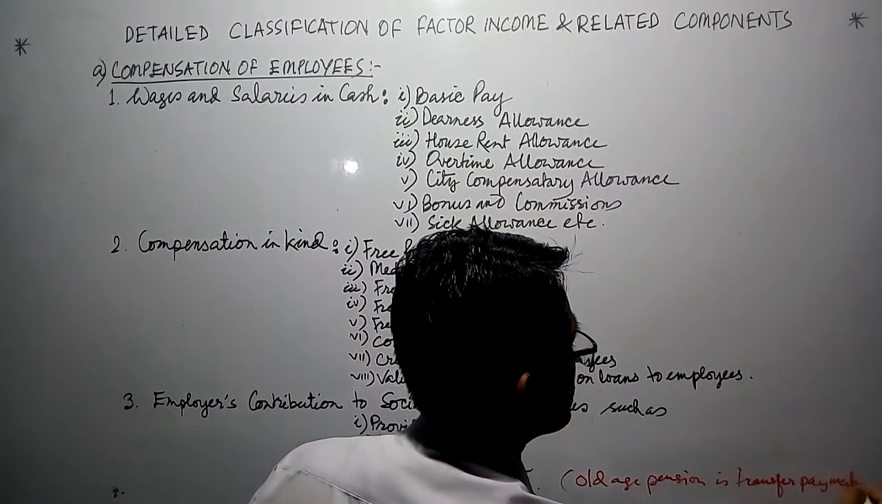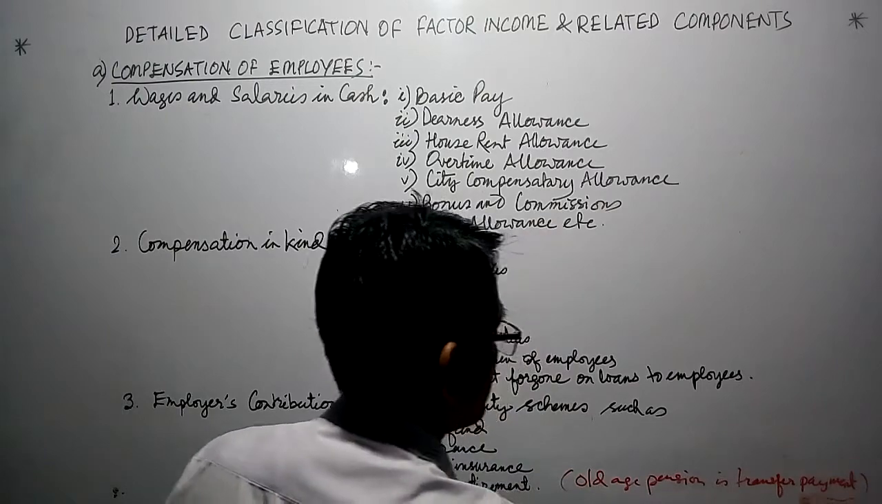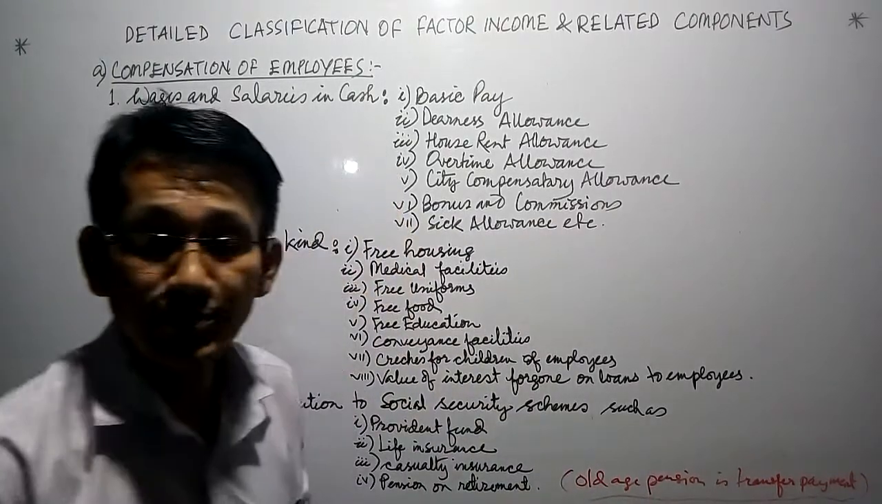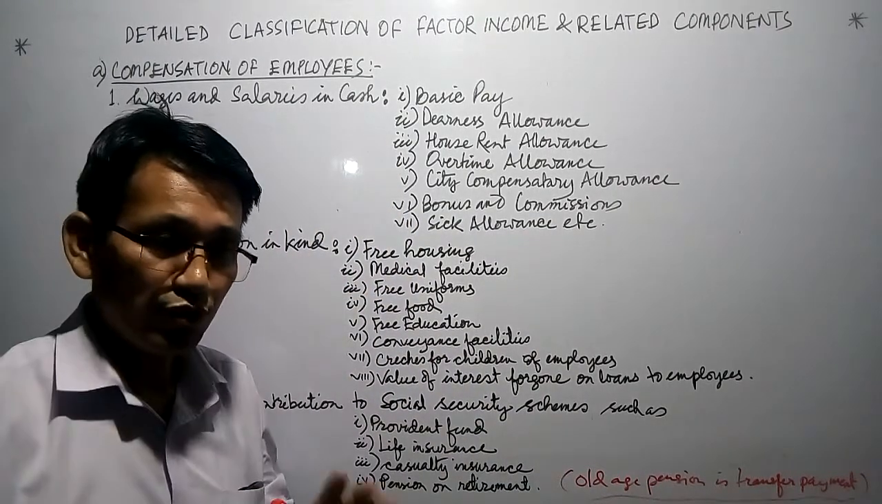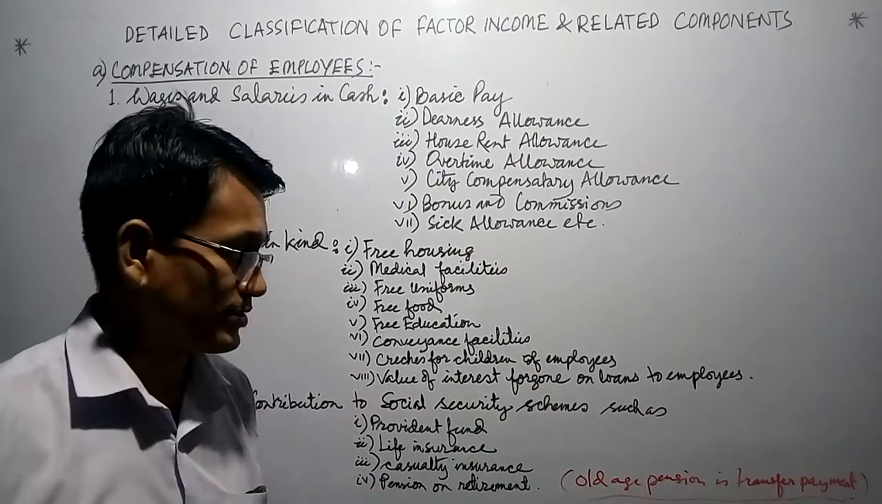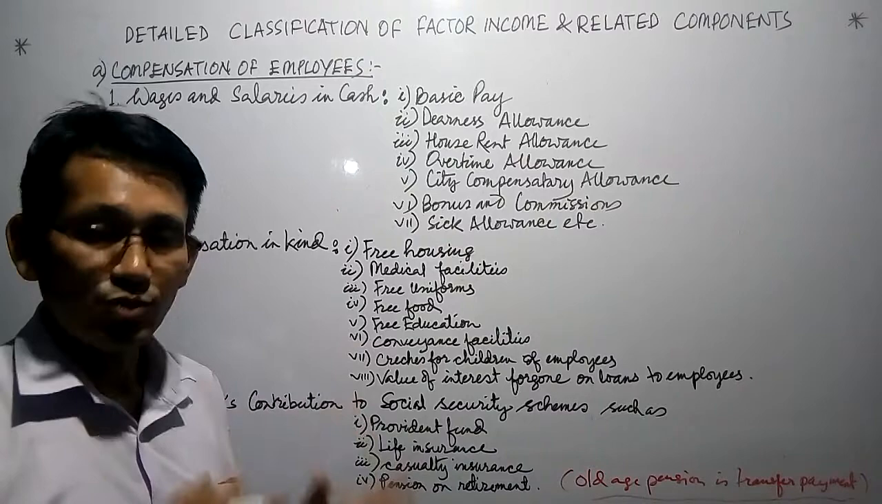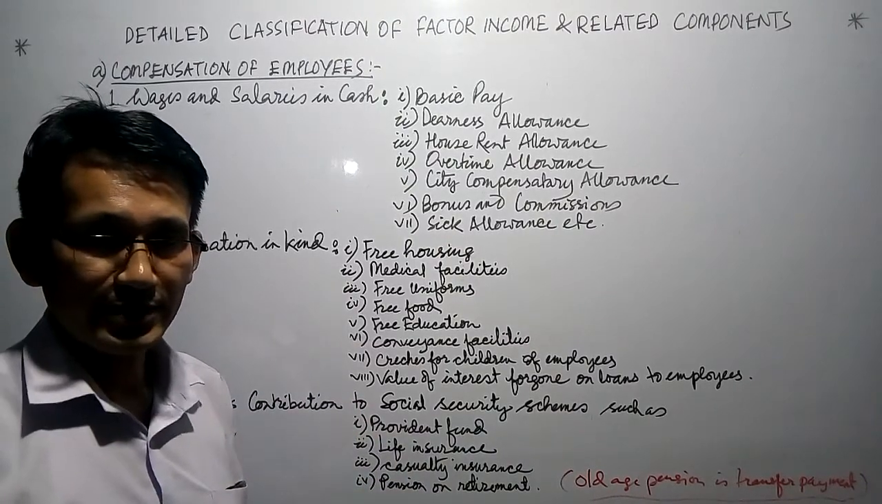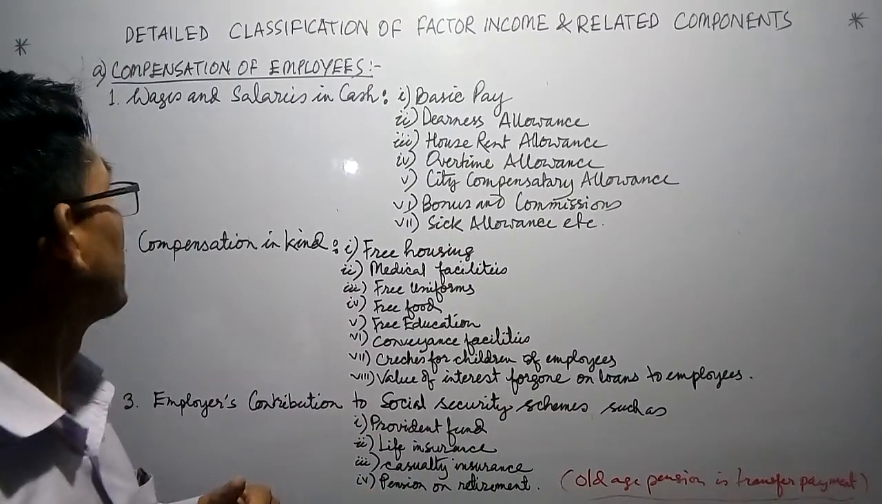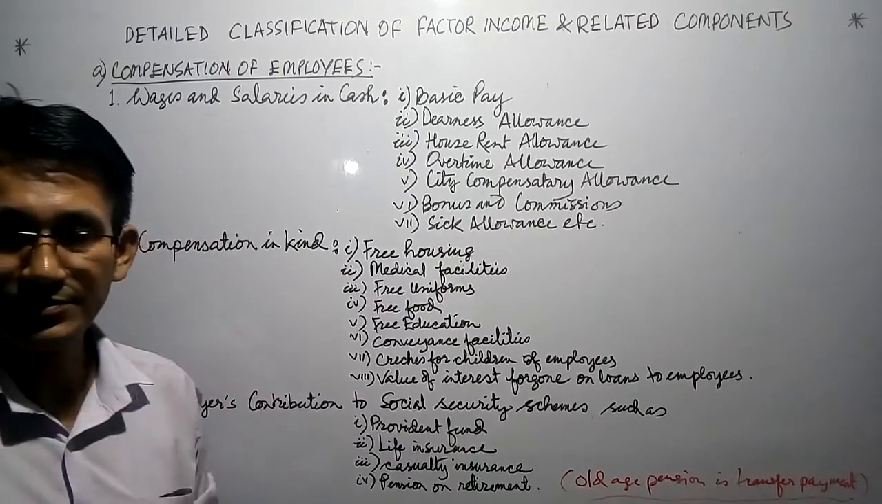That means those old aged persons are getting pension for not producing a good or service. It is just given by the government as a transfer payment. Then let us see the next factor income.